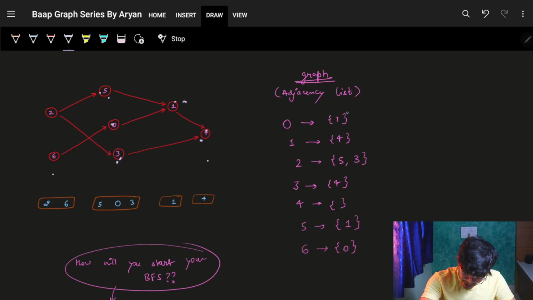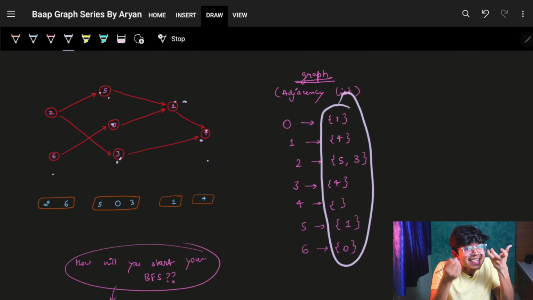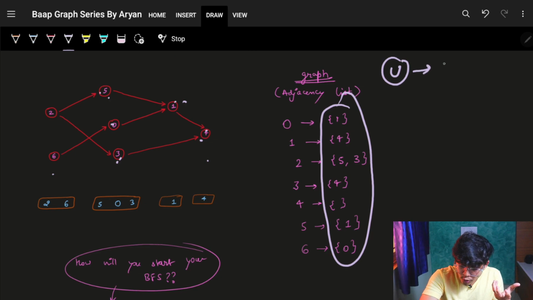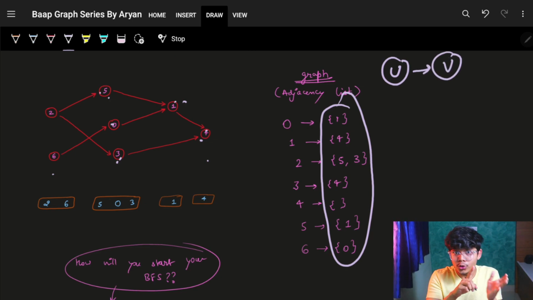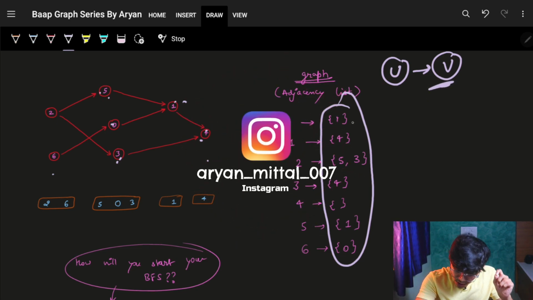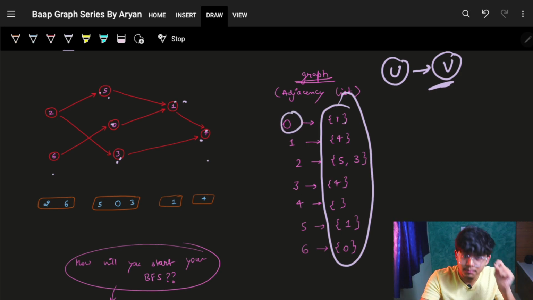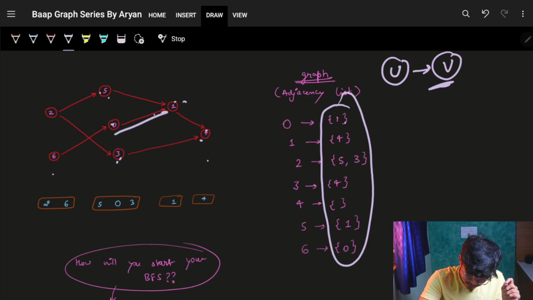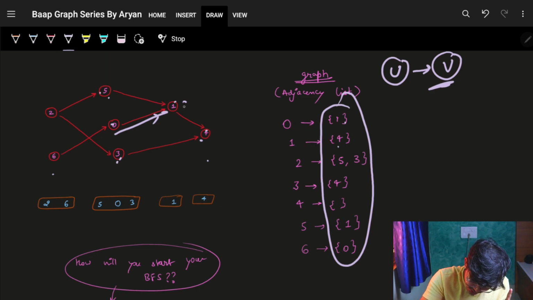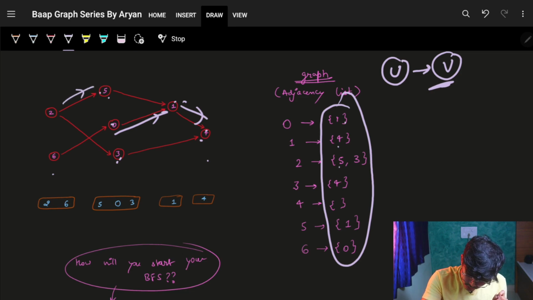If you look at this particular portion, the adjacency list, it represents edges from U to V. So if I have node 1, node 1 has 1 in degree from 0. Node 4 has 1 in degree from node 1, yeah, it is there. Node 5 has 1 in degree from node 2, yeah, it is there.